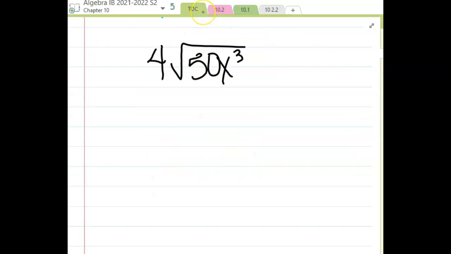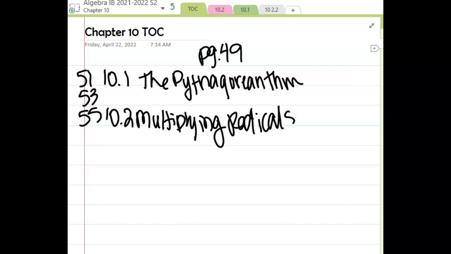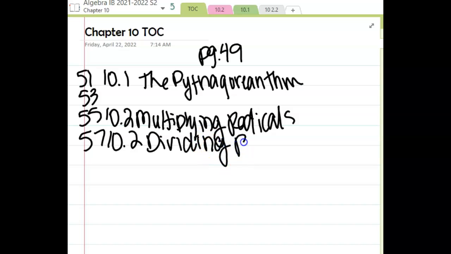Okay? All right, let's get this glued into page 57. This is our last section of, or our last day of 10.2, and it is dividing radicals.